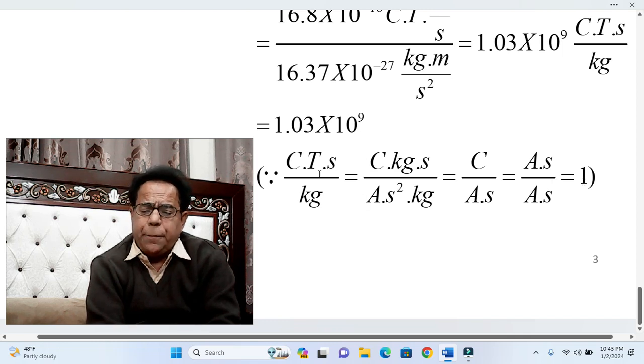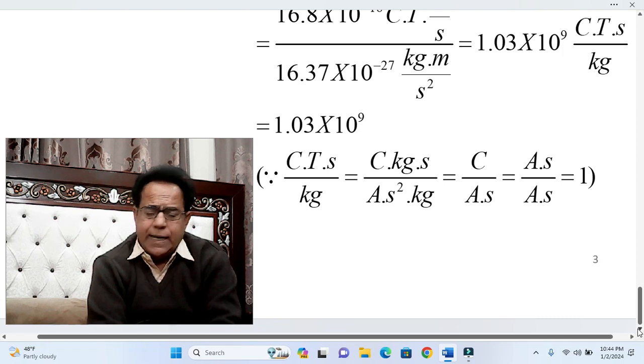So in order to prove this is equal to unity, we have used the unit of Tesla as kilogram per ampere second square. And then we have used coulomb as being equal to ampere into second, and hence all this value becomes equal to unity, and our ratio becomes equal to 1.03 into 10 raised to the power 9. This is the end of our problem.